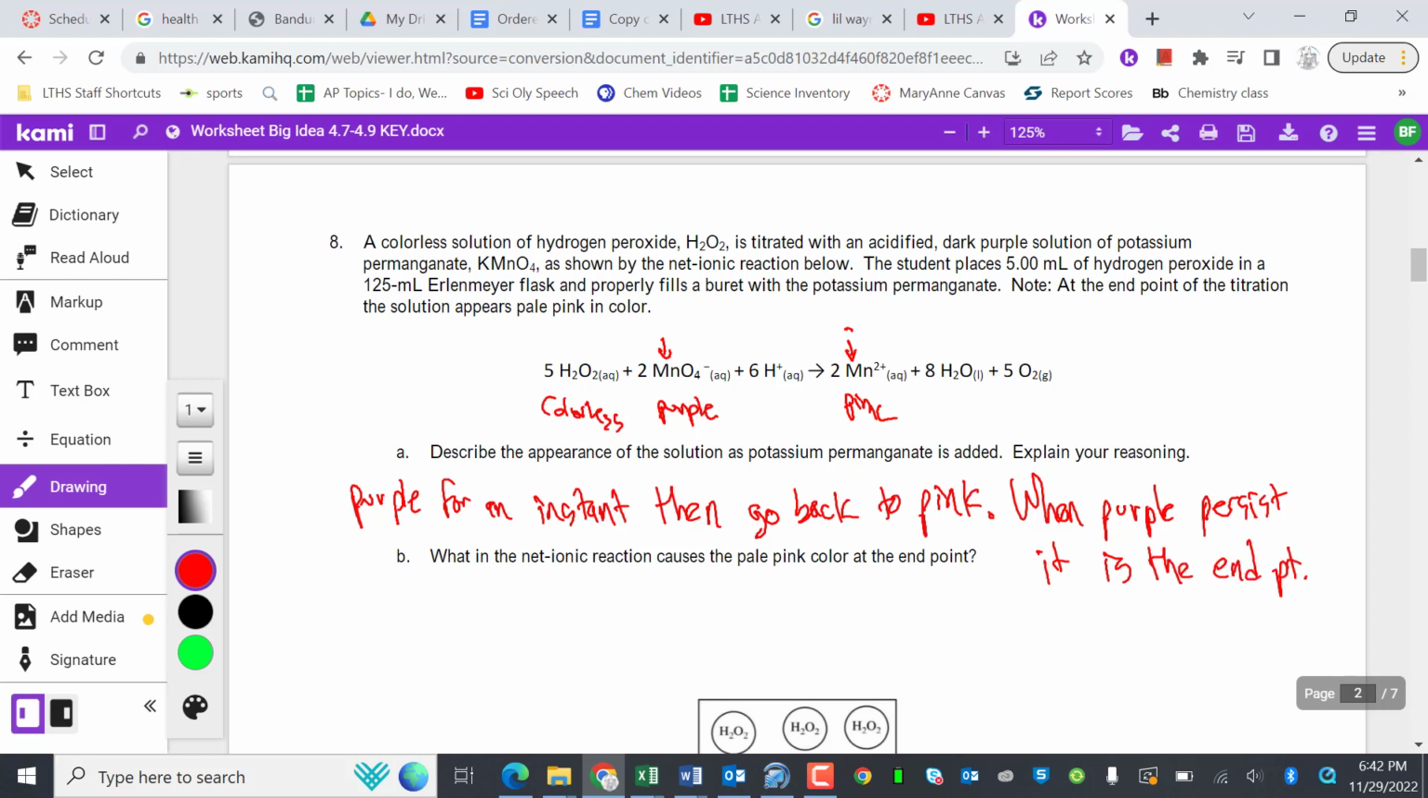Okay. What in the net ionic reaction causes the pale pink color? Oh, I already did that. It's Mn2+, and note it's an unfilled d. Dun, dun, dun. Hey, we've had that an awful lot, haven't we?